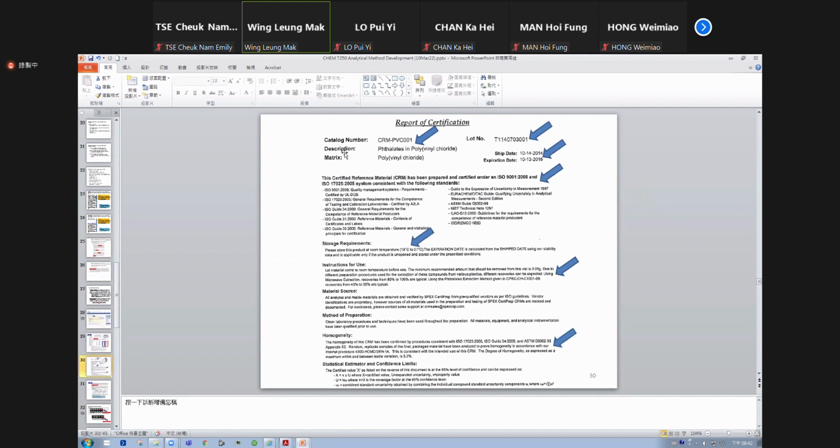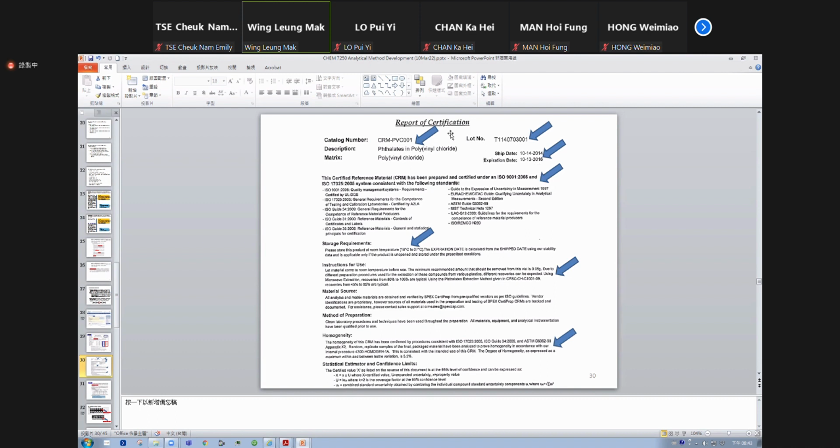Okay, continuing with the certificate in the report, we will have the catalog number. The catalog number is just like the information: PVC 001 is the phthalate in PVC matrix, the name, catalog number, the manufacturer's name. And the lot number will indicate this batch, maybe the year is 2014, ship date, expiry date, you may have 2 years for use.